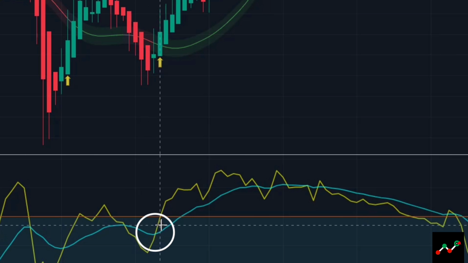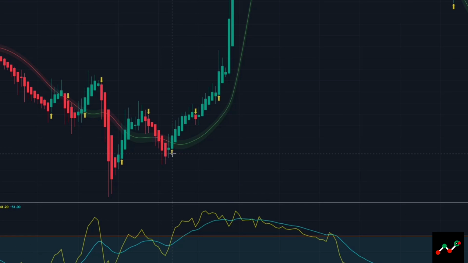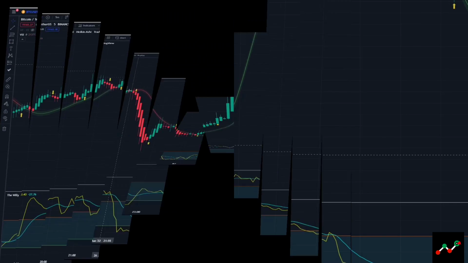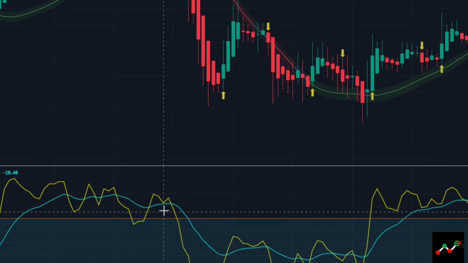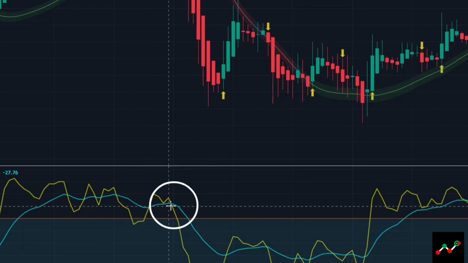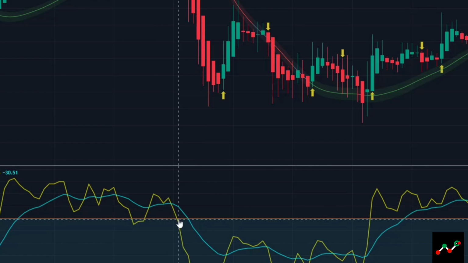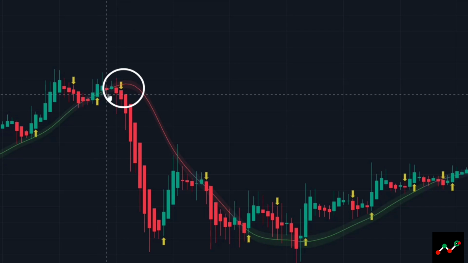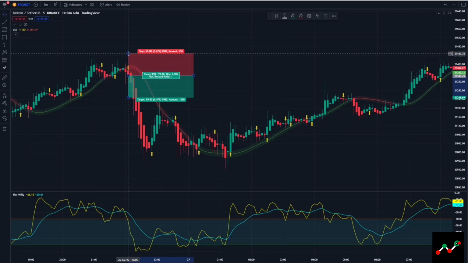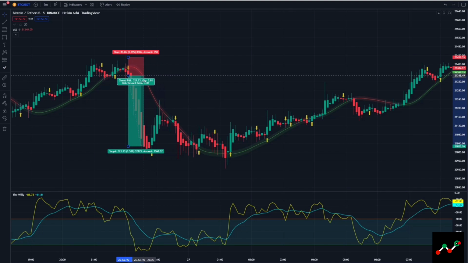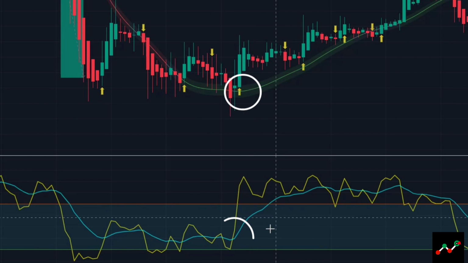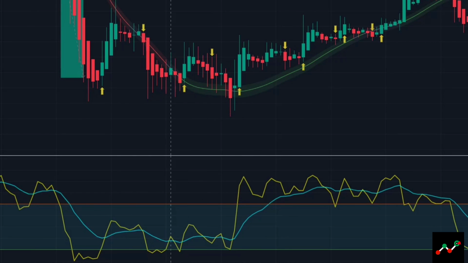Look here, whenever the yellow line crosses the blue line upwards, it is a confirmation for the buy signal. And also for the sell signal, whenever the yellow line crosses the blue line downwards, it is the confirmation for the sell signal. If you pay attention and be patient, the win rate of this strategy can even reach 100%. Now let's test some trading positions via this strategy.